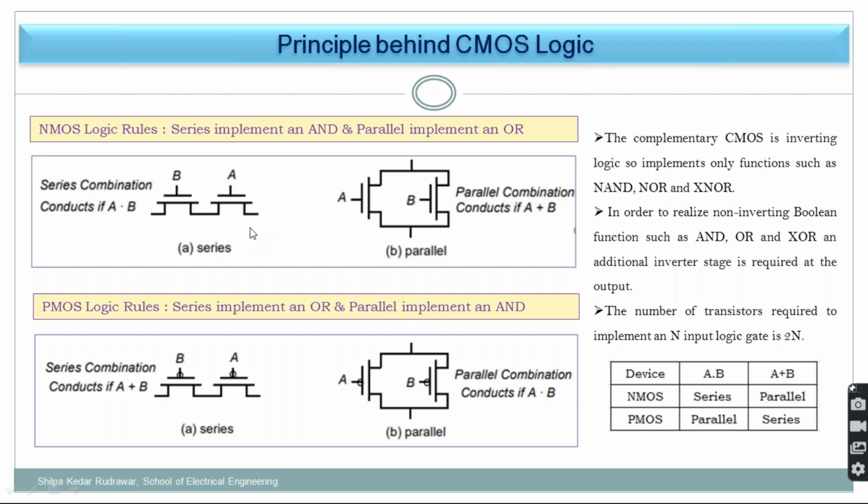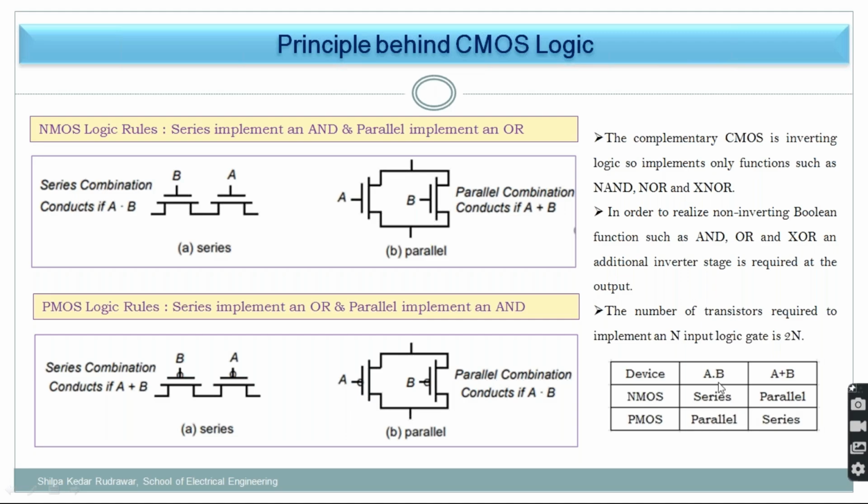If NMOS, I need to connect: if A into B, that is multiplication, NMOS should be connected in series. In an AND gate, A into B means multiplication, so NMOS should be connected in series in that case. And if A plus B is there, NMOS should be connected in parallel. So when a multiplication sign is there, NMOS should be connected in series, and when a plus sign is there, NMOS should be connected in parallel. Just remember only this; just do the opposite for the PMOS.